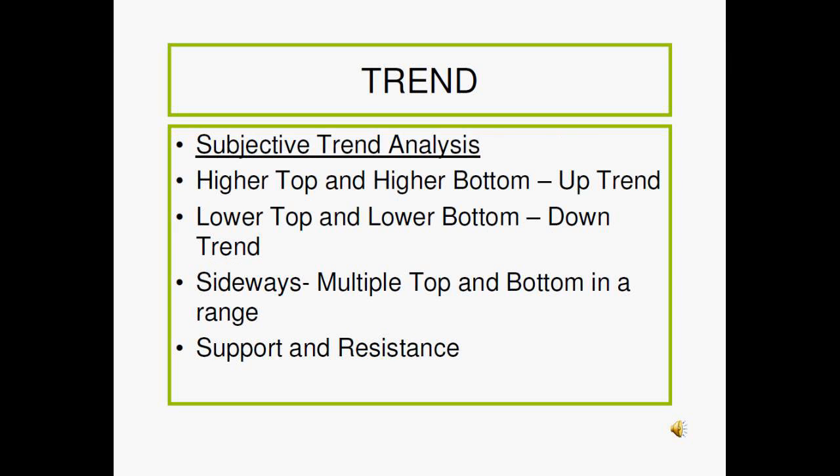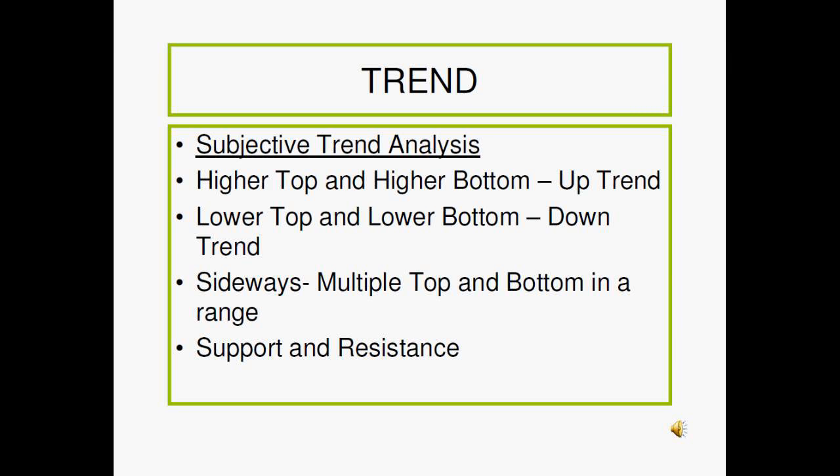Higher bottom means what? If 10 rupees is the bottom, the market goes to 50 rupees, comes to 25 rupees and goes to 75 rupees. So 25 rupees is a higher bottom in relation to 10 rupees. Then from 75 it comes to about 50 rupees and goes to 100 rupees again. So 50 becomes another higher bottom in relation to 25. Every peak is higher than its earlier peak and every bottom is higher than its earlier bottom. That is called a higher top, higher bottom formation.